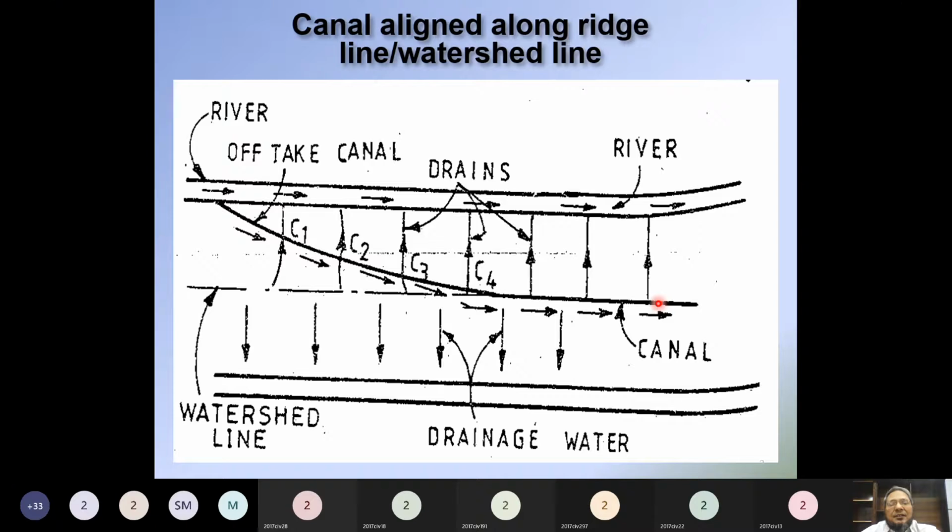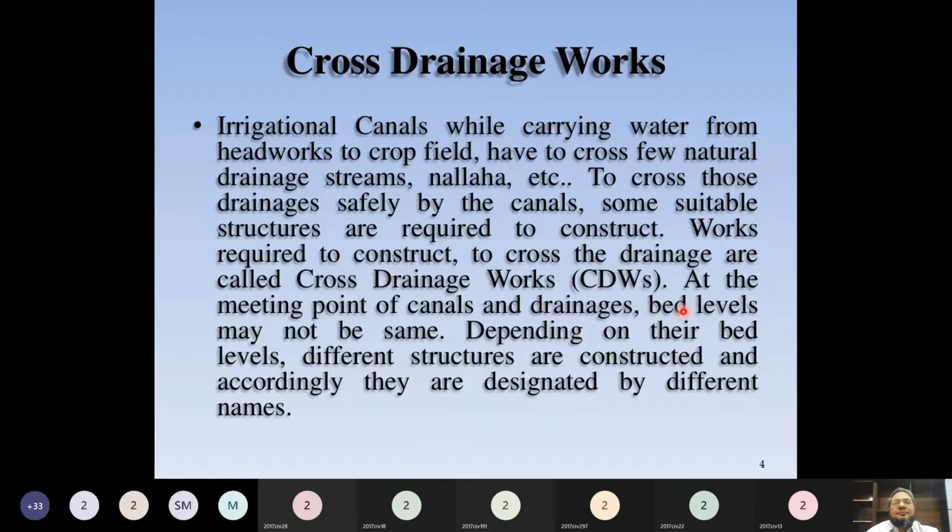The second advantage is that along the ridge line, we don't find streams which will cross the canal, and so we don't need cross drainage structures. Okay. Economy. So this would be economical. All right, now we will move to the next slide.